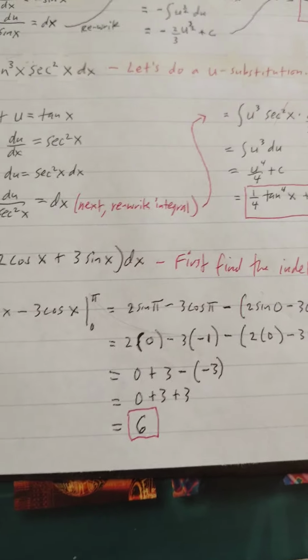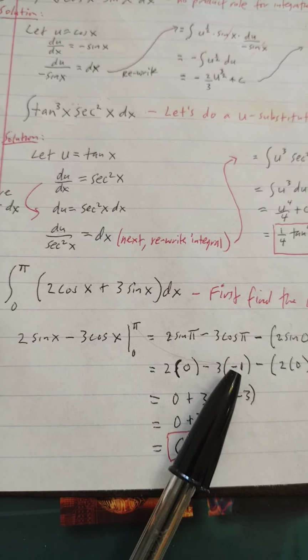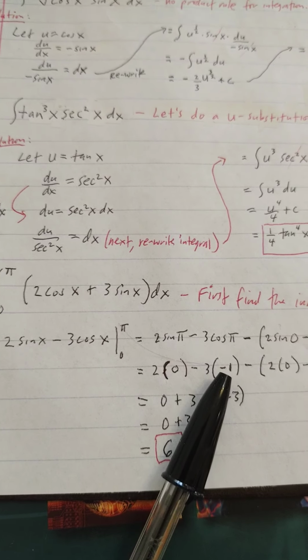Let's see, gosh, this thing doesn't want to get clear. Gosh, what happened? Oh, there we go. Okay, so there's where we got the -1. The cosine of pi is -1.